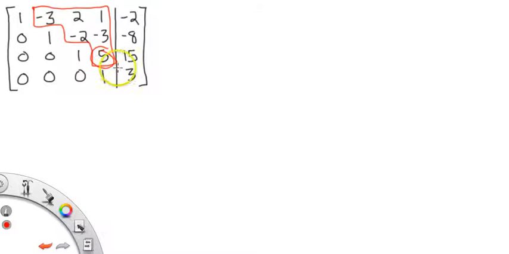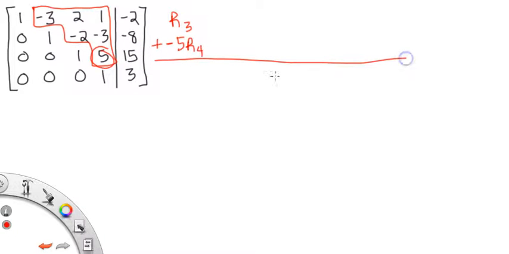In order to do that, I want to use row 4. I don't want to use row 1 or row 2 because that would reintroduce numbers in places where I've already gotten zeros, and that would make me backtrack, and I definitely don't want to do that. So I'm going to take row 3 and add it to, in order to eliminate that 5, I'm going to multiply this 1 by negative 5. So we'll do negative 5 times row 4, and the result of that will give me my new row 3.